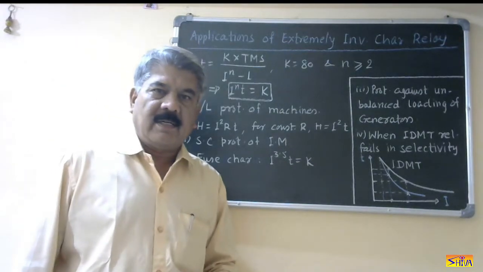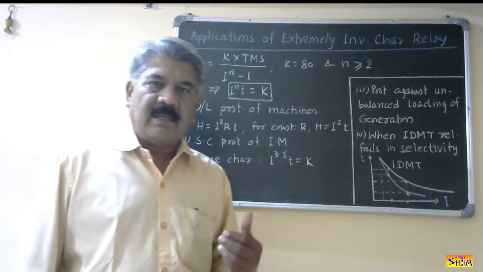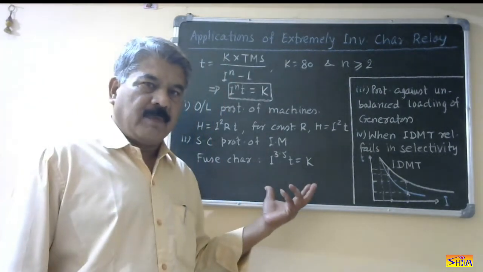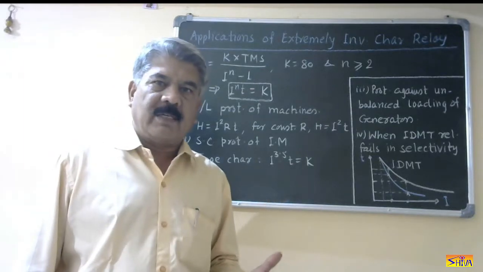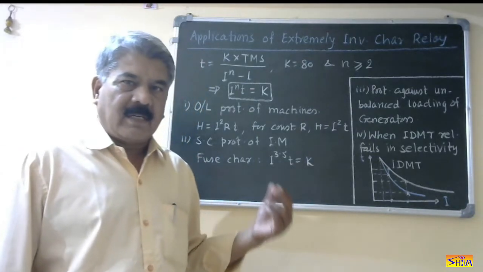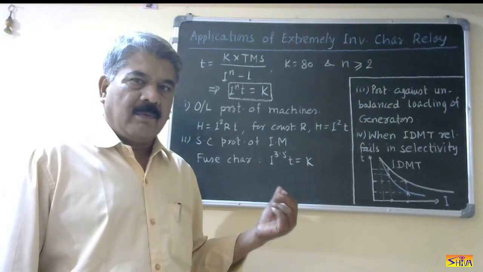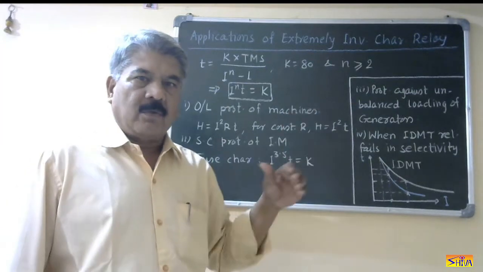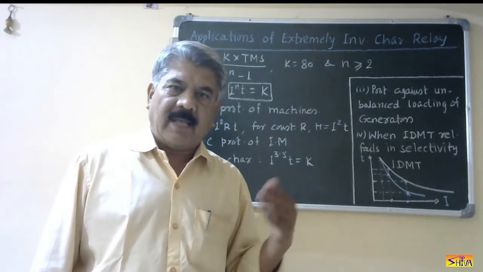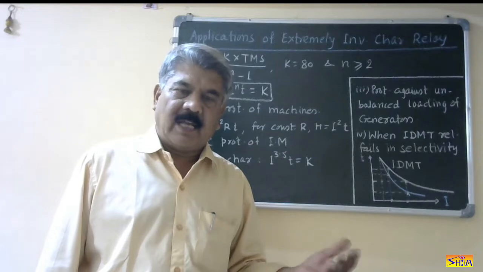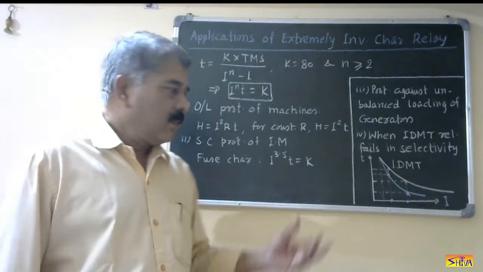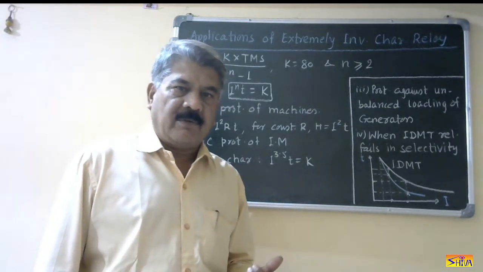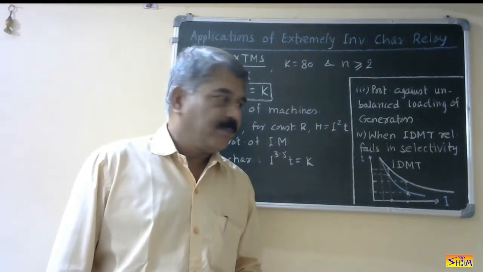Now fuse has its disadvantage, that is it needs replacement every time. So for small induction motor, fuse will be okay. But for large induction motors, in place of fuse, we can use extremely inverse characteristic relay for short circuit protection by keeping n equal to 3.5. So if n is equal to 2, it can match the overload characteristic and can be used as overload protective device. If n is 3.5, this can be used as short circuit protective device for the same machine.